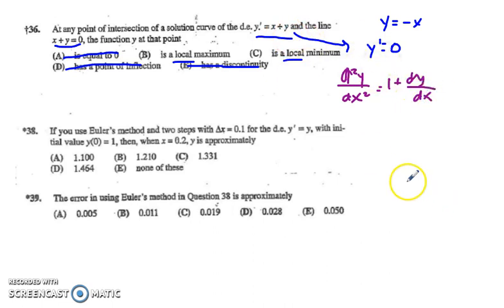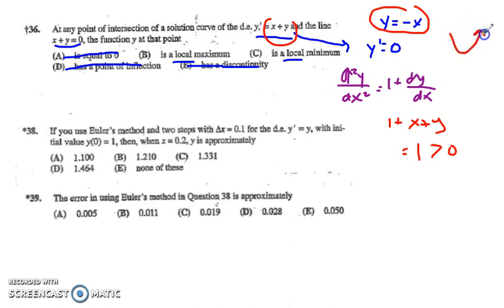And if I sub in the original dy dx, which is x plus y, and then I sub in this relationship, I end up with the second derivative equal to 1, which is greater than 0, which means I have a concave up function where I had a tangent line with a slope of 0, which means that I have a local min at that point.